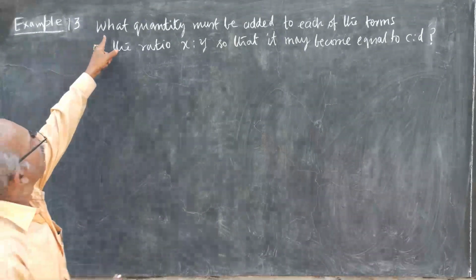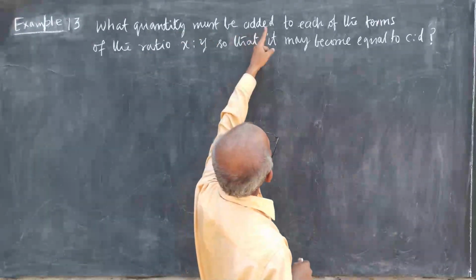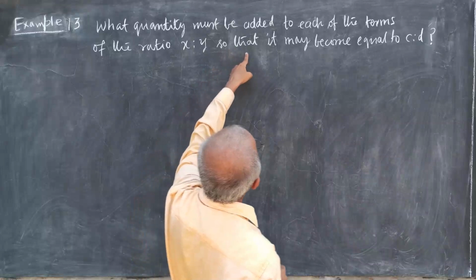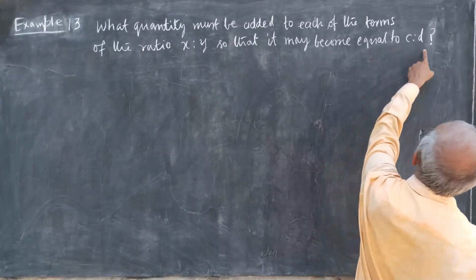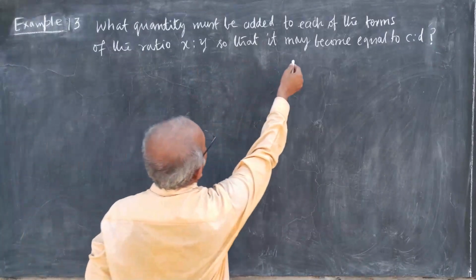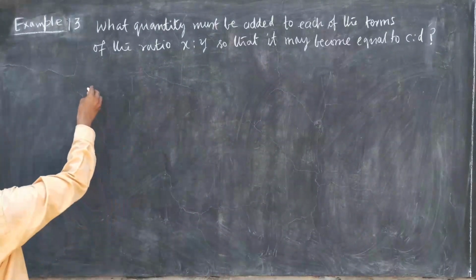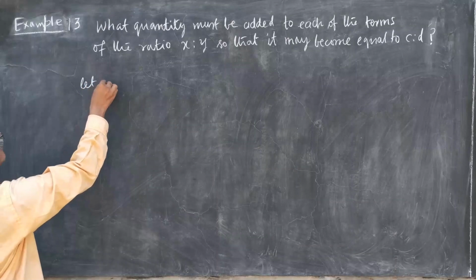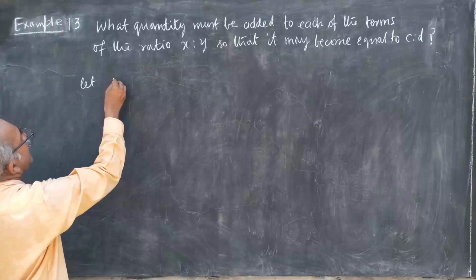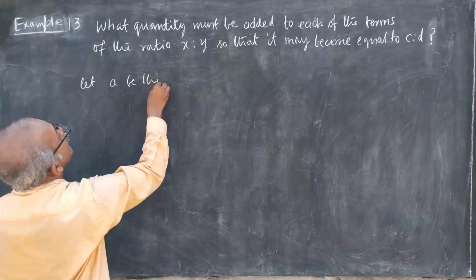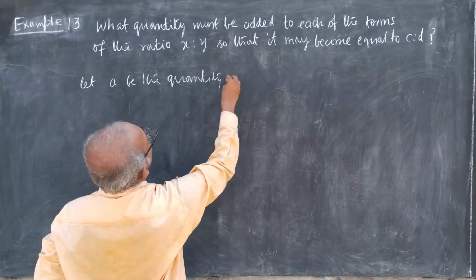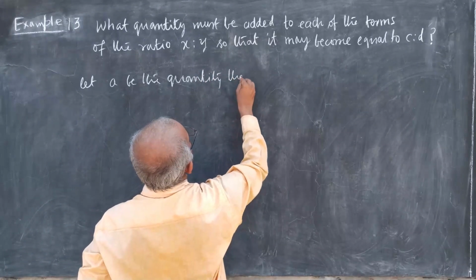Example 13. What quantity must be added to each of the terms of the ratio x is to y so that it may become equal to c is to d? Here, what quantity must be added? So we don't know that quantity. Let us take it as x, or a, because x we have already used, we shall take it as a. Let a be the quantity that must be added.